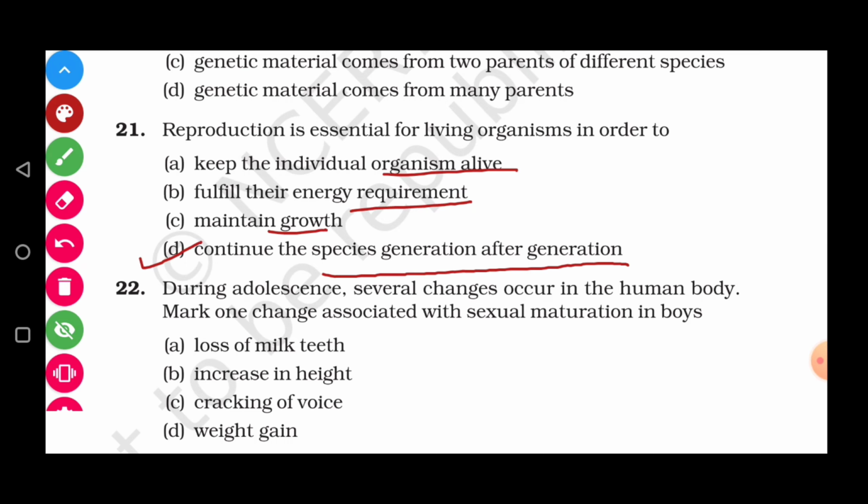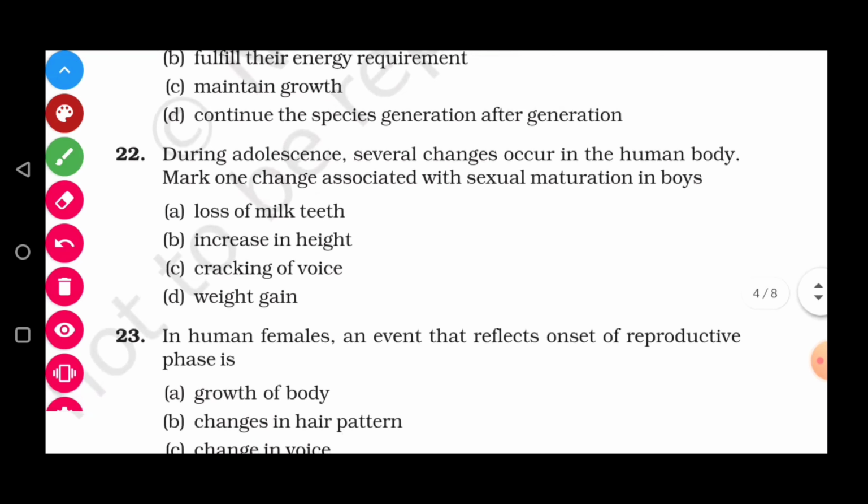So option number D is the correct answer. Now question number 22. During adolescence, several changes occur in the human body. Mark the one change associated with sexual maturation in boys. हमें एक ऐसा sexual change देखना है, एक ऐसा body change देखना है जो सिर्फ boys के अंदर adolescence में देखने को मिलता है. So correct option is the cracking of voice.